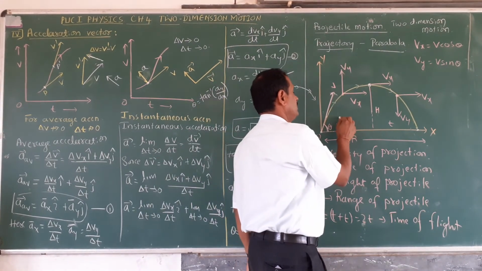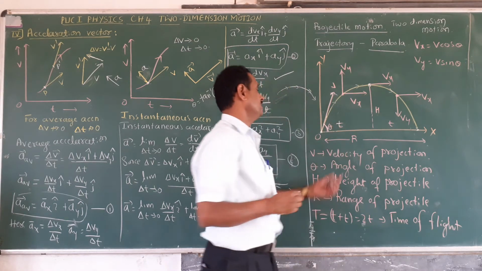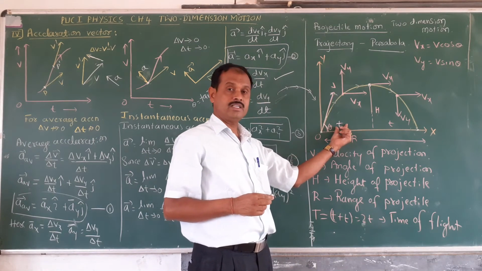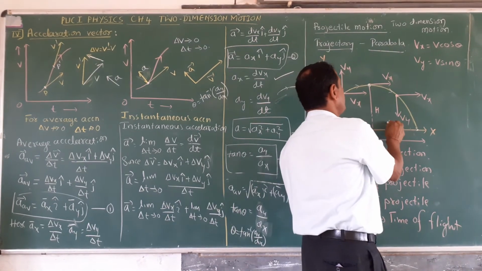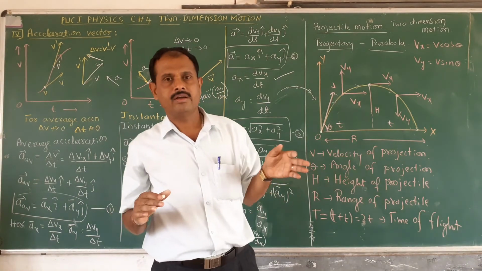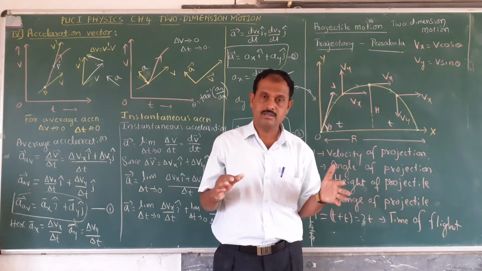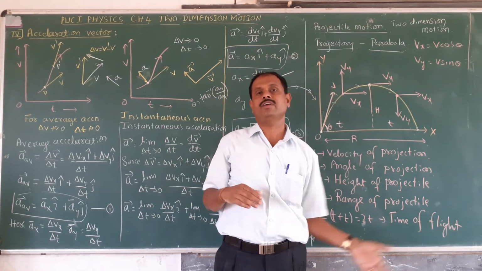Now t plus t is 2t. Small letter t, the first t is said to be the time for ascent, and the next t is the time for descent. In the absence of air resistance, there is no friction. Whatever the time for ascent, it is equal to the time for descent.